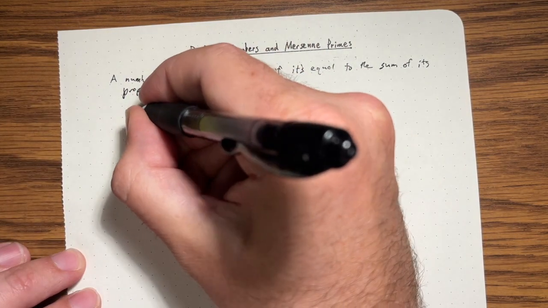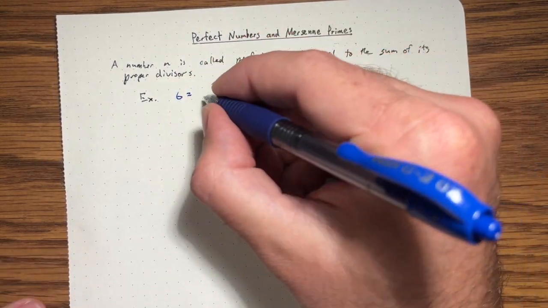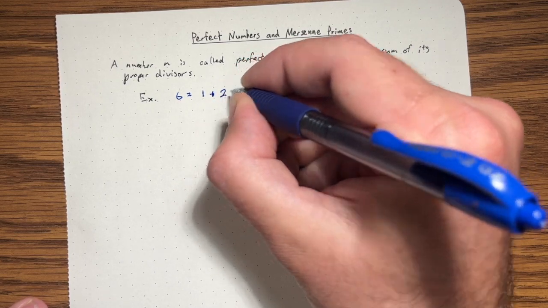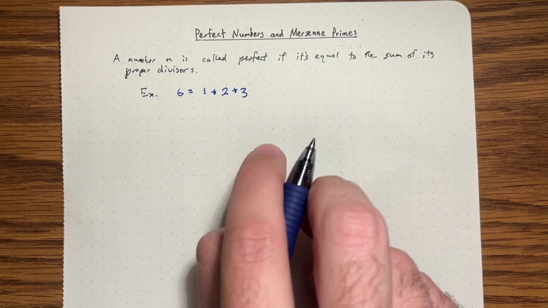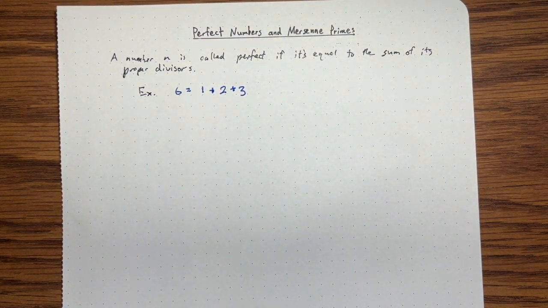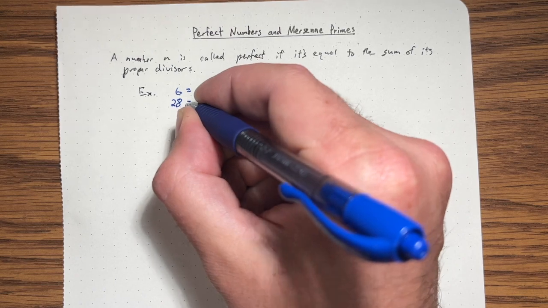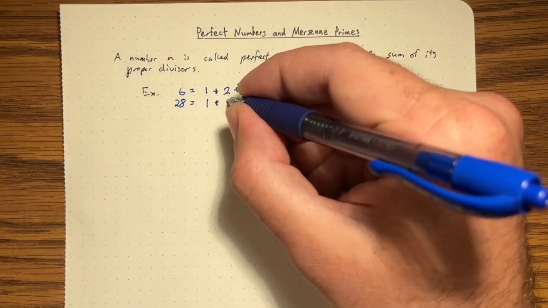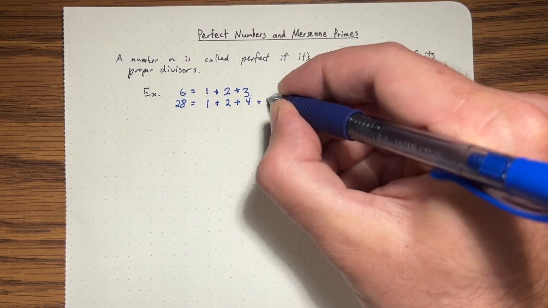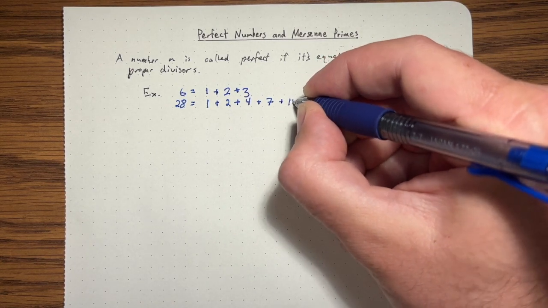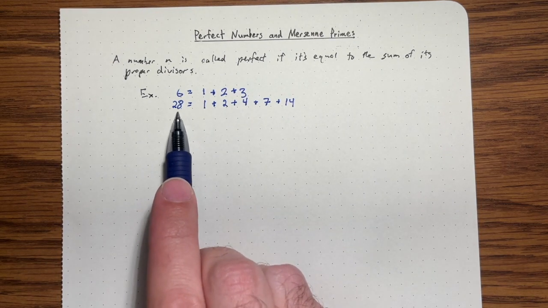So here are some examples. The first one is 6, because 6 equals, let's write out all the divisors: we have 1, we have 2, we have 3, and I don't include 6 itself, but these are all the proper divisors of 6, and you see 6 equals 1 plus 2 plus 3. So 6 is called perfect. The next one is 28. So this one is 1 plus 2 plus, it's not divisible by 3, but we have 4 and 7 and 14, and that should be all the proper divisors. And we add these up, you see that we do get exactly 28.